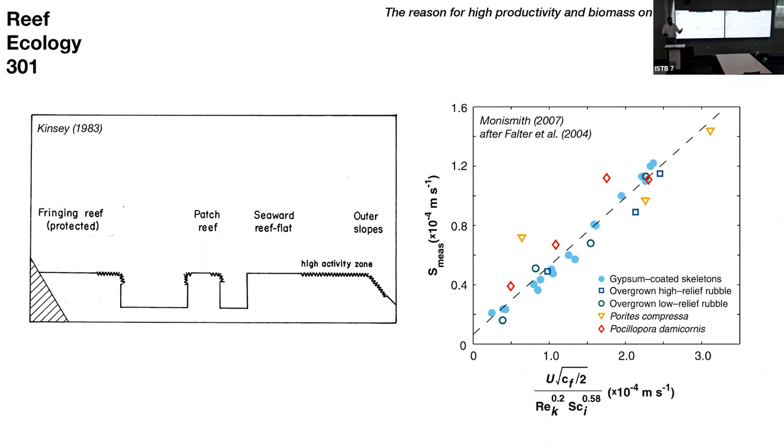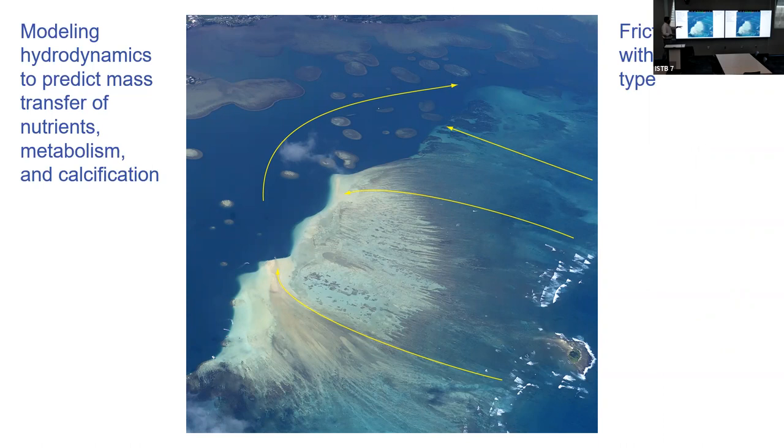So when I showed up in Hawaii in the mid 90s, my advisor Marlin Atkinson was trying to make a model of the Kaneohe Bay Barrier Reef that would take into account water flow, nutrient uptake, and then predict growth and things like that. And here's how the water tends to flow across the reef.